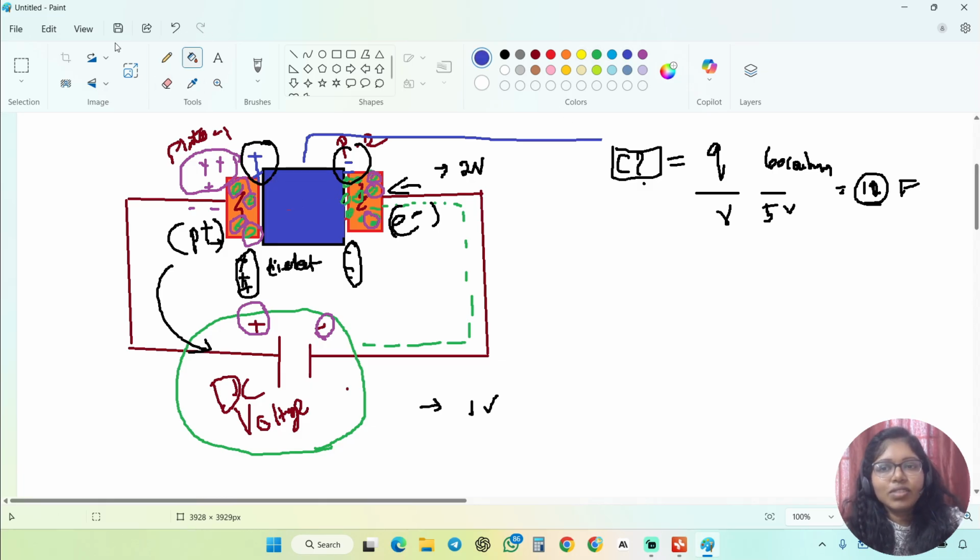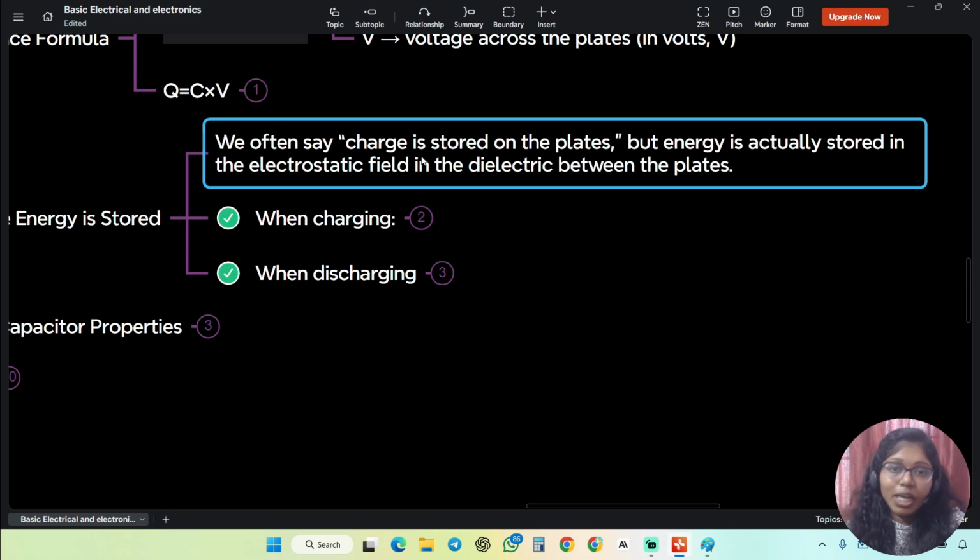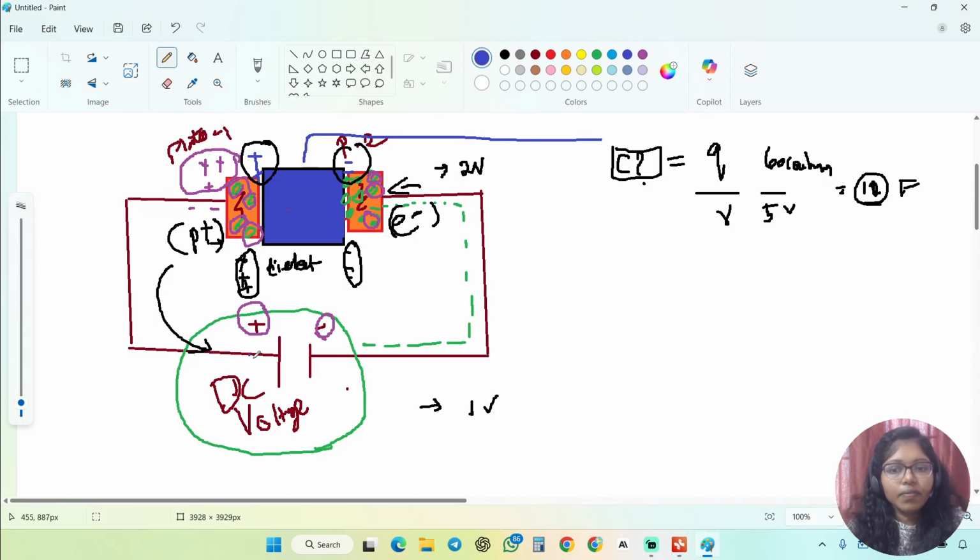Okay, so you just think it here. What is, this is a very important point, guys, because charges are stored on the plates. So we often say, and I sometimes also use the word, charge. Okay, but actually what is going to be stored is energy. So energy is going to be stored as an electrostatic field in the dielectric material.